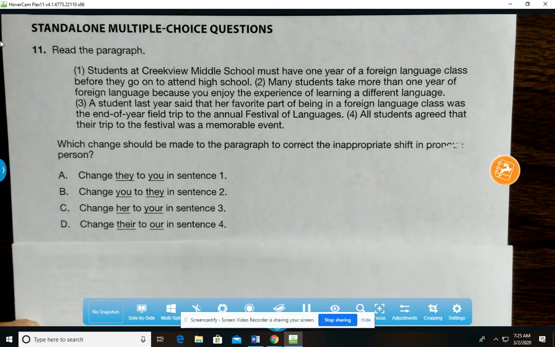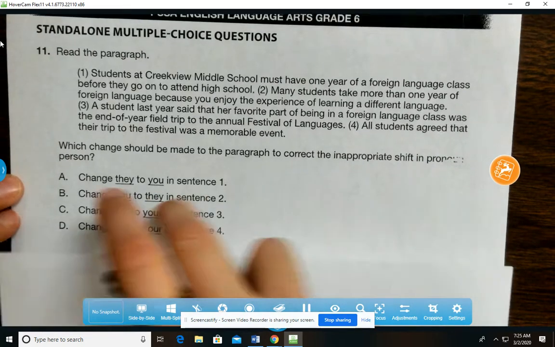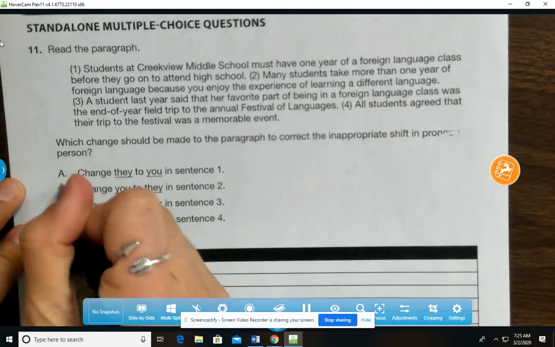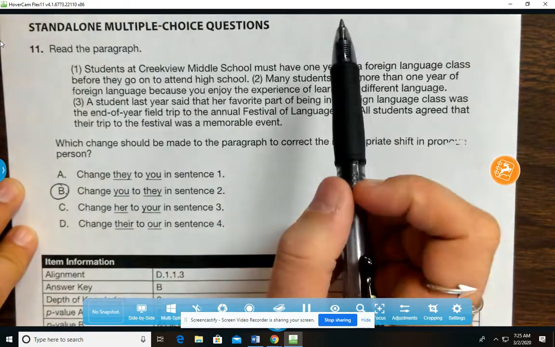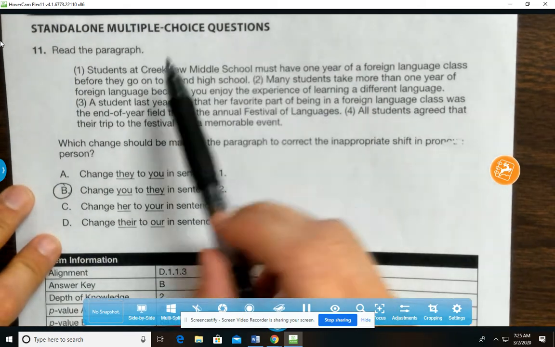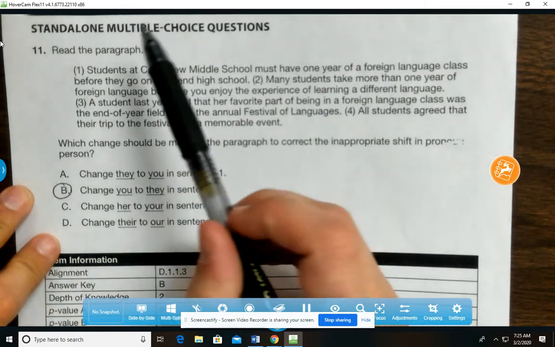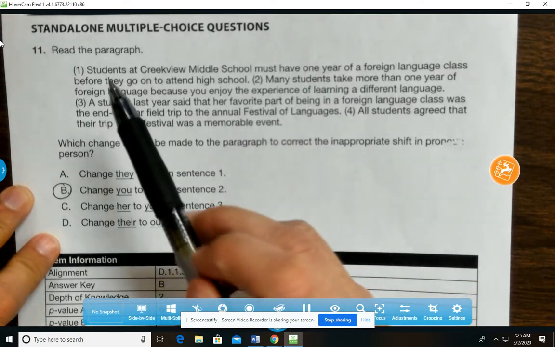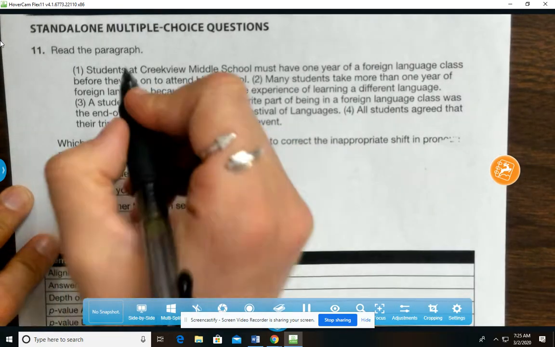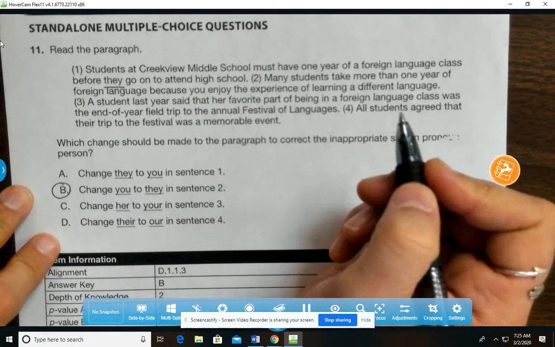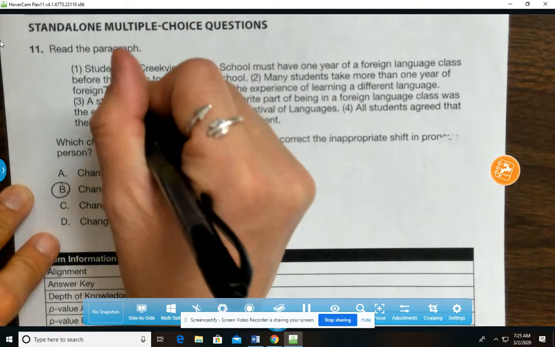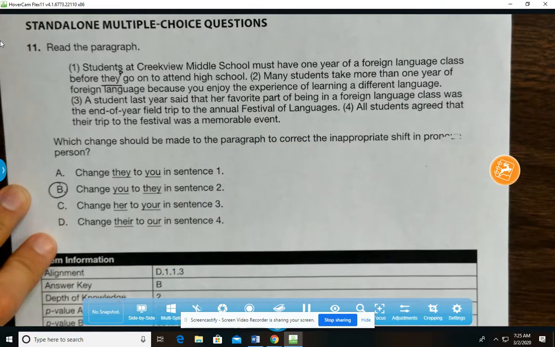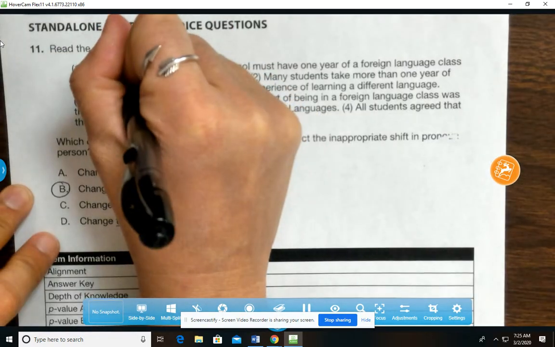The correct answer in this case is sentence B. To make sure, let's check it back in the passage. So in sentence 1, they asked if we should change "they" to "you." And in this case, the word they're focusing on is the "they" right here before "they go on to attend high school." "They" is a pronoun that's plural, and it's also third person.